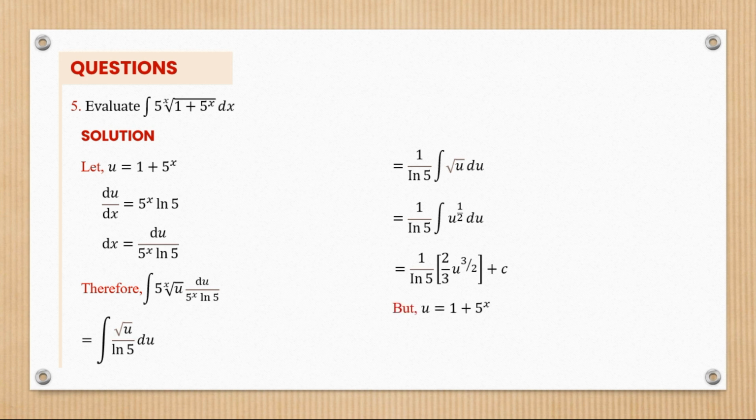But remember that u is equal to 1 plus 5 to the power x, so therefore our final answer shall be, as you can see, we can actually multiply these in and we'll have 2 over 3 ln 5 into (1 plus 5 to the power x) to the power 3 over 2 plus c, and this is the answer that we wanted.